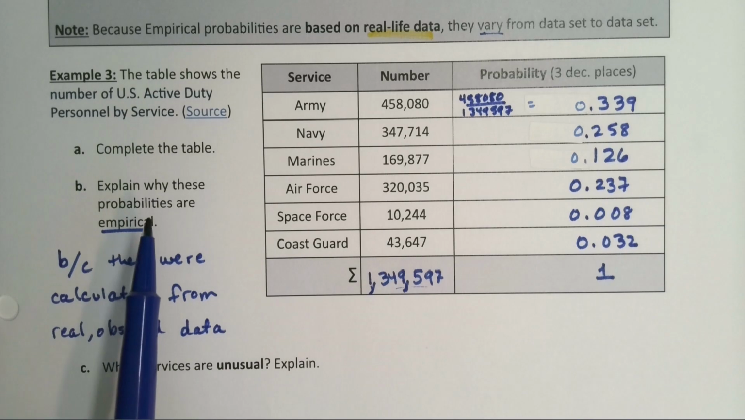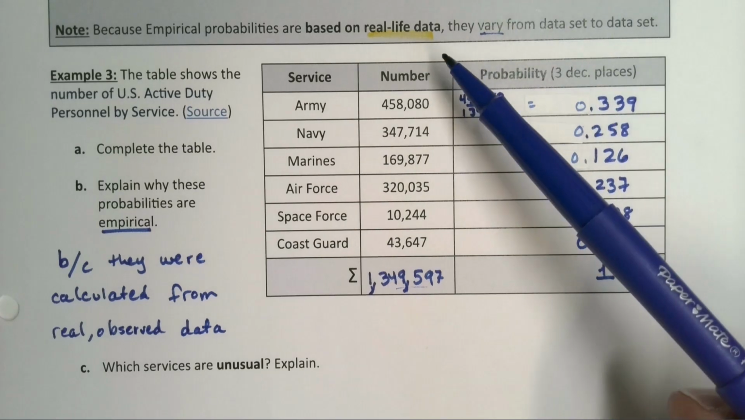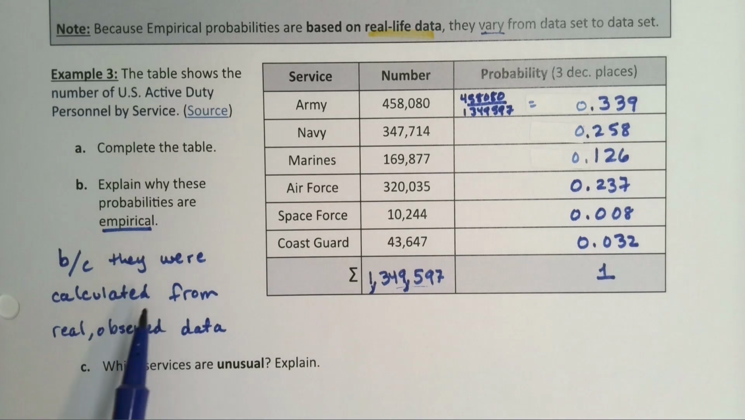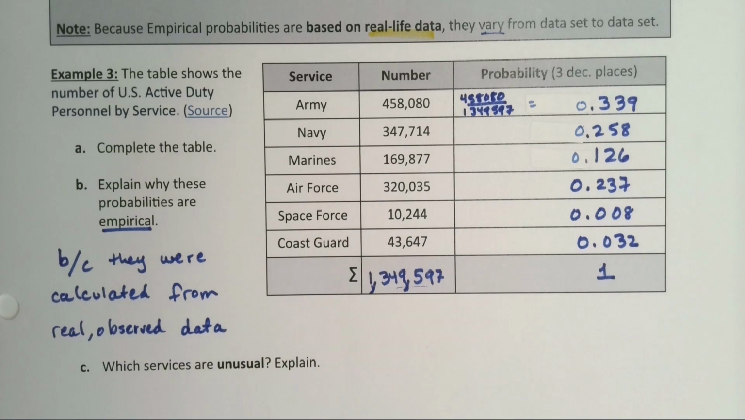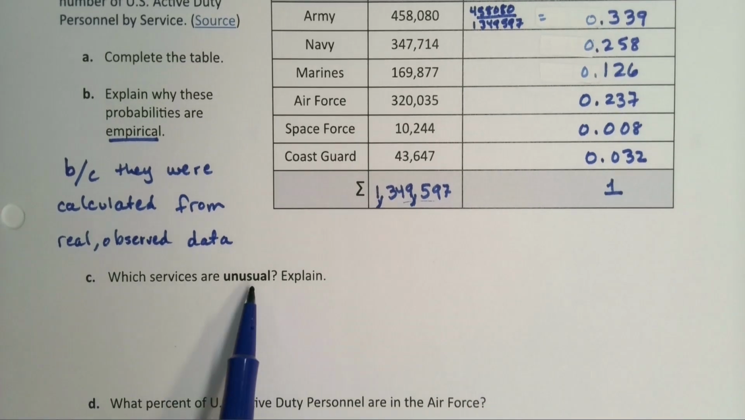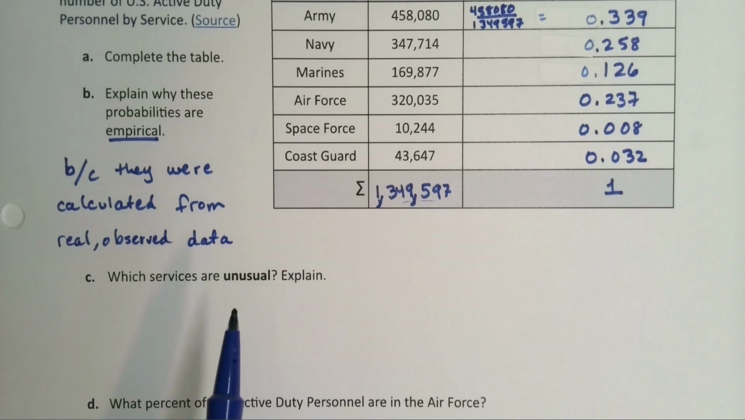Now, as to why these probabilities are empirical, there's that word again. Empirical, again, means from observation, from real life. So these are empirical probabilities because they were calculated from real life observed data, right? This really is the number of active duty personnel by service. Now, which services are unusual? Unusual means that it's less than 5%, which is less than 0.05.